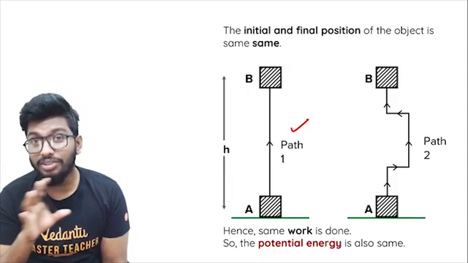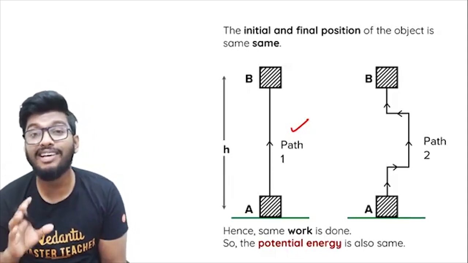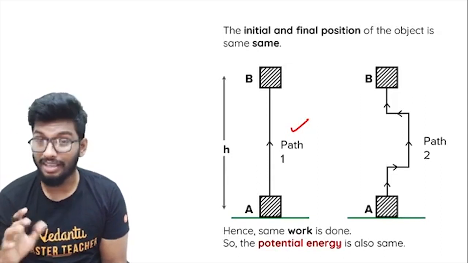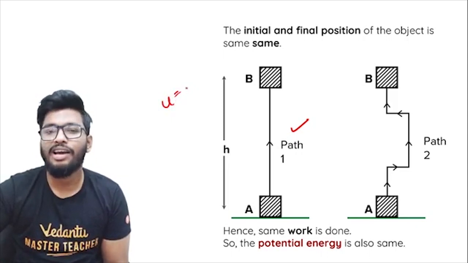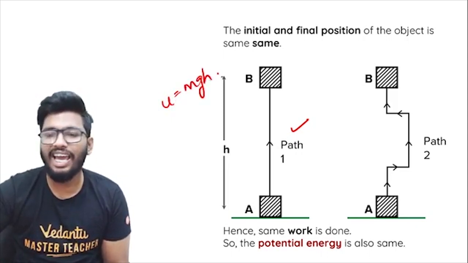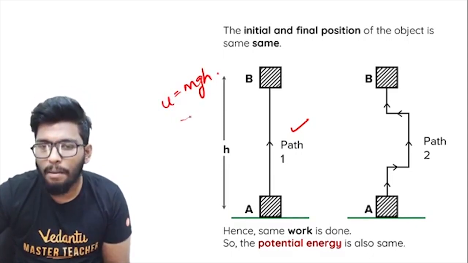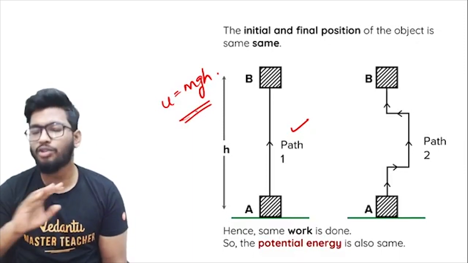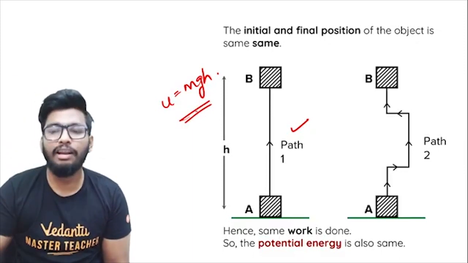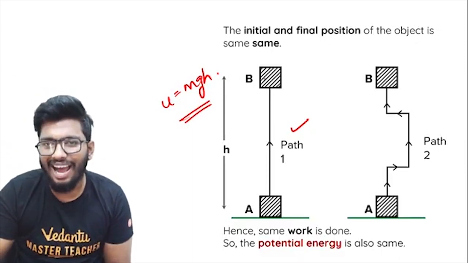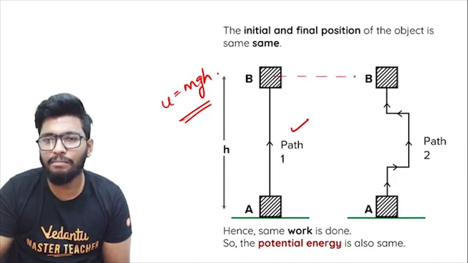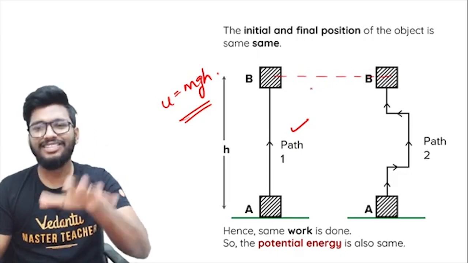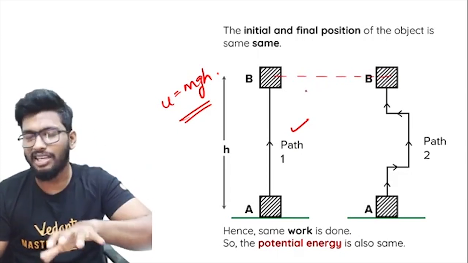Now, in both the cases, the work done would be the same, because when you talk about potential energy, which is generally represented as U, is equal to mgh. So it is not path dependent, guys. It's only depending on the height. In both the cases, the height is still the same. So the potential energy in both the cases would actually remain the same.